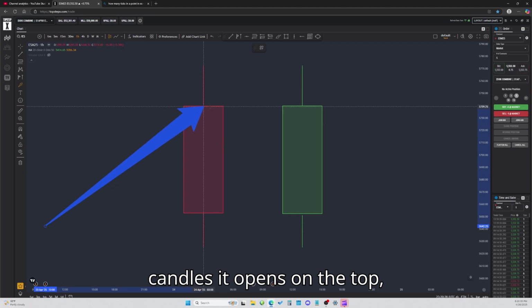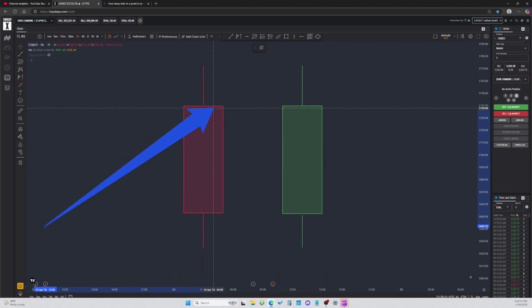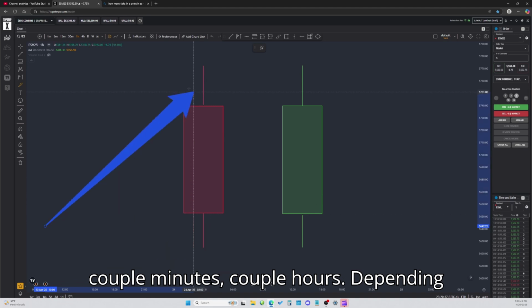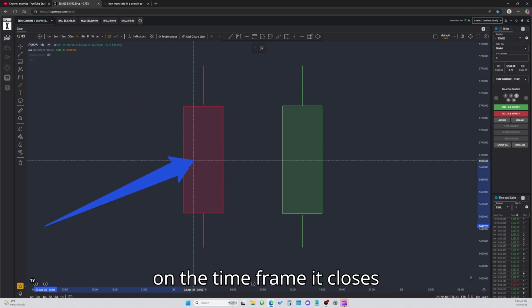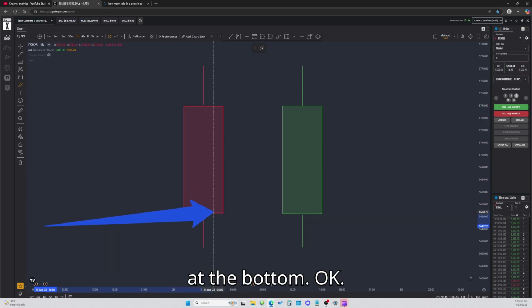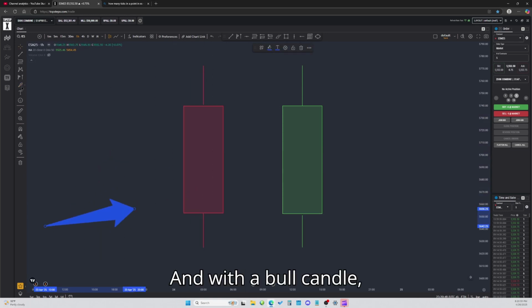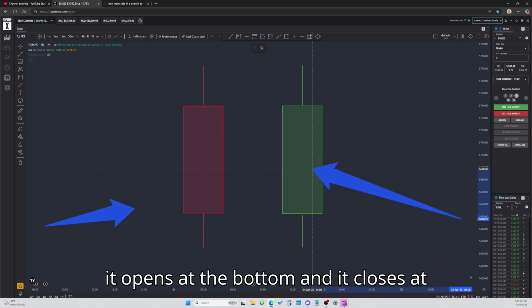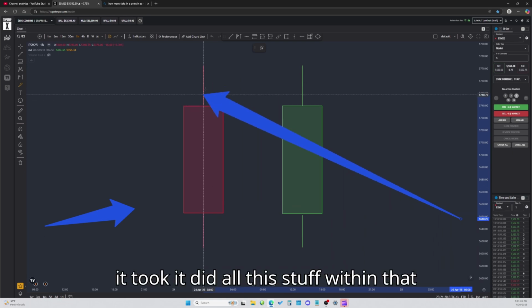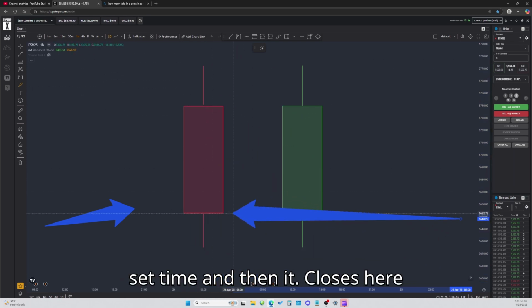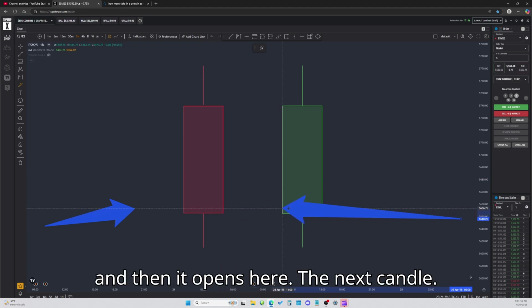So on the down candles, it opens on the top. Then time passes, a couple seconds, a couple minutes, a couple hours, depending on the time frame. It closes, right? At the bottom. Okay. And with a bull candle, it opens at the bottom and it closes at the top. So it did all this stuff within that set time. And then it closes here and then it opens here. The next candle, that's the next candle.